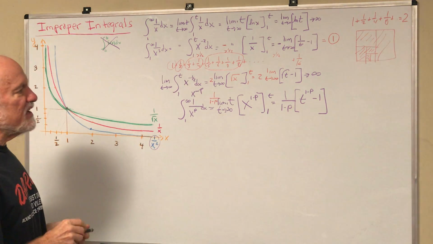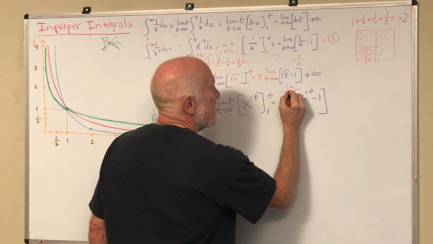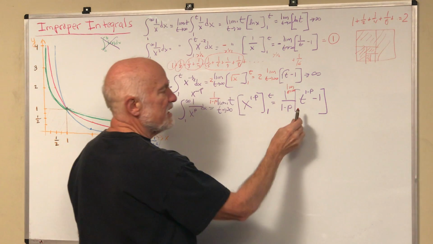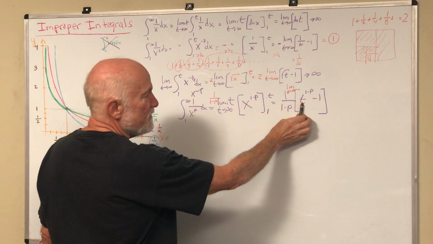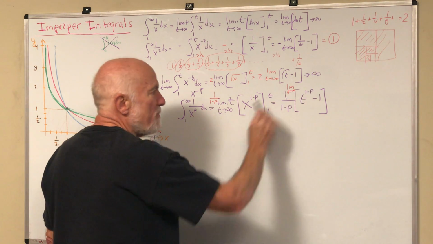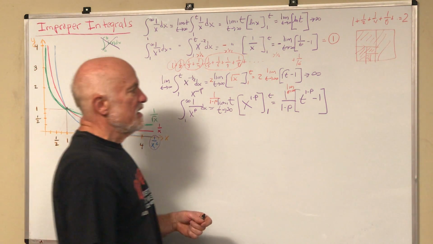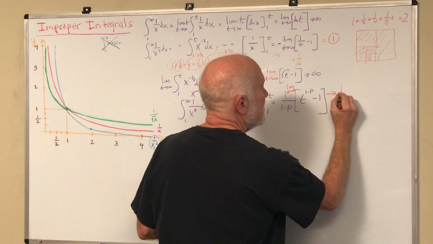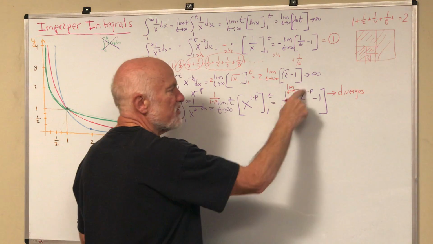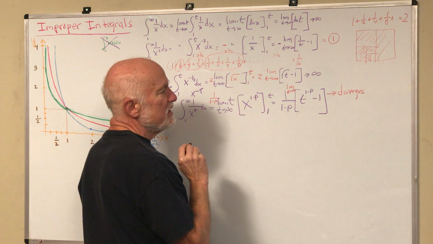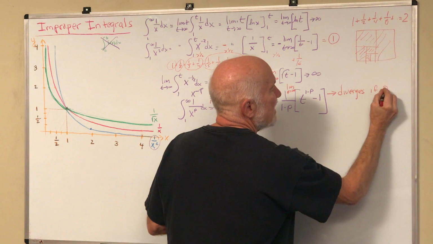Now this is where we have to think a little bit more carefully. So if I take the limit as t approaches infinity, if t is approaching infinity, if you take it to a power, as long as that power is positive, it's going to go to infinity. So that means the answer to the integral is it's going to diverge if this is positive. Well, it's going to be positive if p is less than 1.